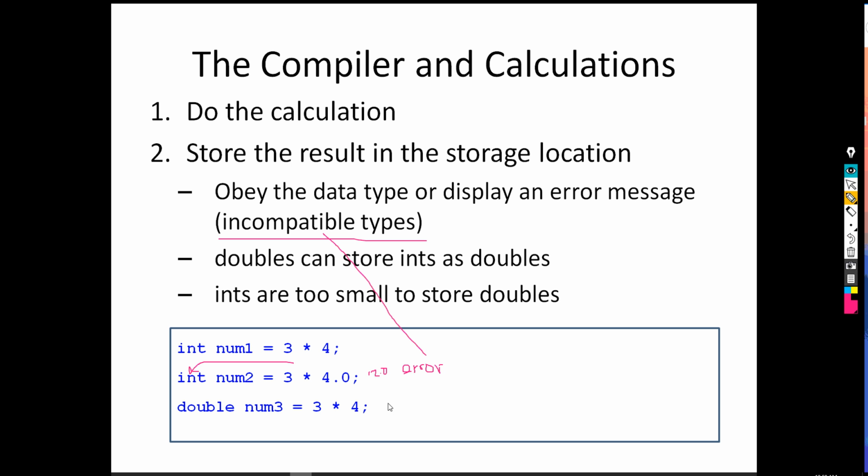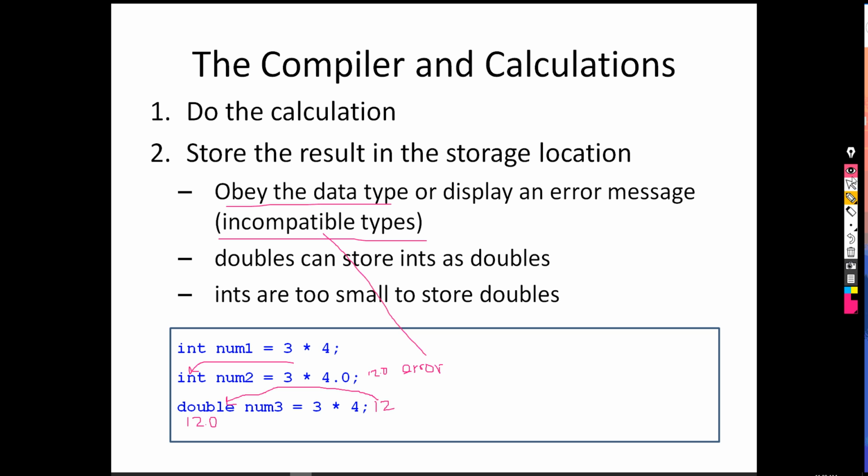And then this one is just an int, and this int is going to be stored in this double. An int is smaller than a double, so it will fit. So there's no error message, and it will store it as 12.0 because it's got to obey the data type. So an int stores in a double as a double. It's got to obey the data type.